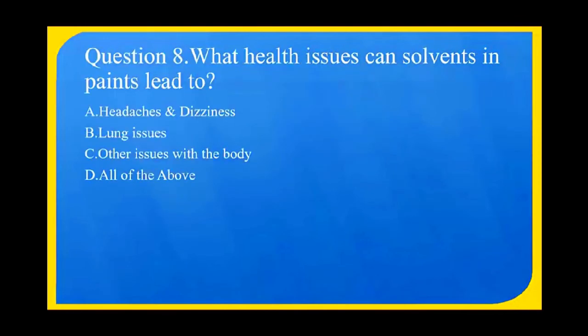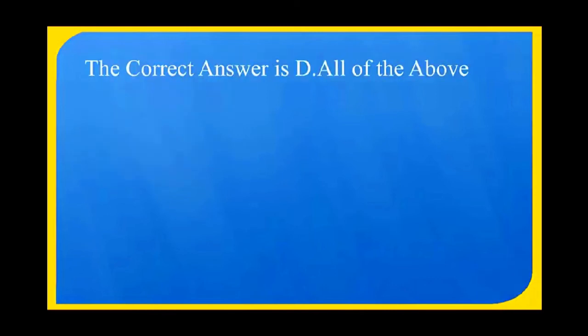Question 8. What health issues can solvents in paints lead to? A. Headaches and dizziness. B. Lung issues. C. Other issues with the body. D. All of the above. The correct answer is D. All of the above.